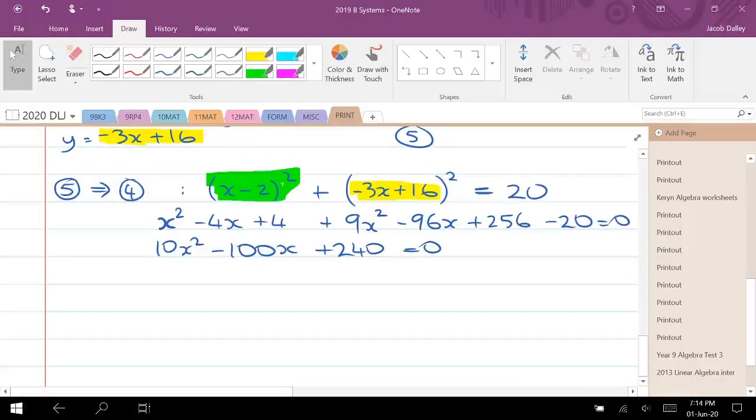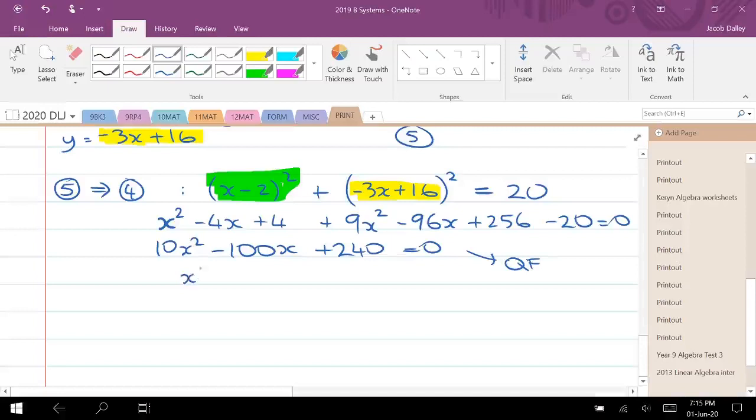Alright, now you've got a few options from this point. So to solve the quadratic, you can go straight to the quadratic formula with a equals 10, b equals -100, c equals 240, but I want you guys to be able to spot ways of saving time. So you should spot that all these numbers, 10, 100 and 240, can be divided by 10, so you can make the quadratic into a more basic quadratic.